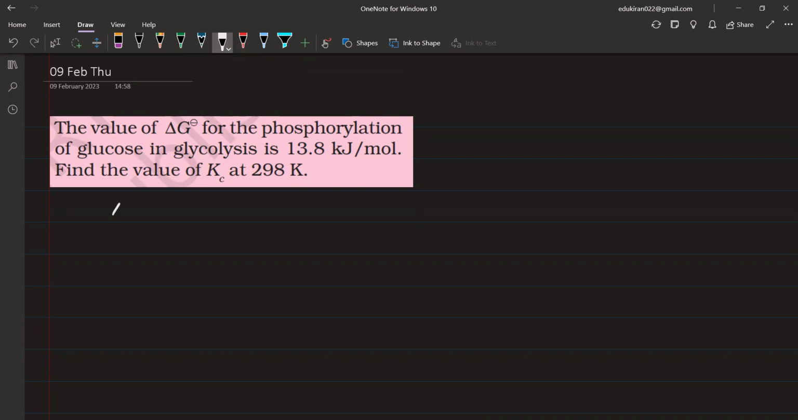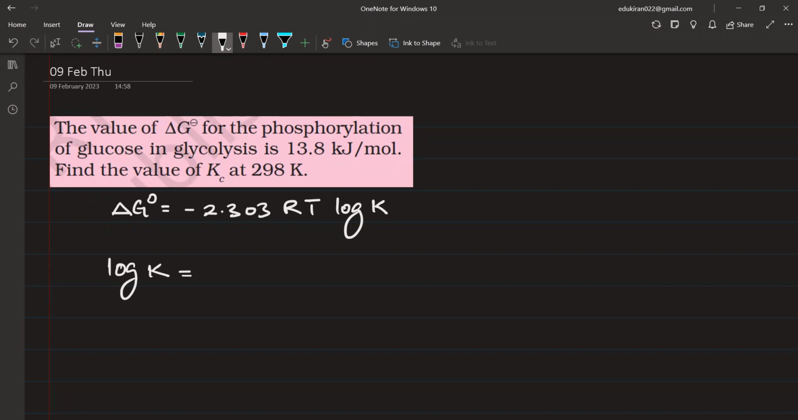So we have the equation as delta G naught is equal to minus 2.303 RT log K, not ln K. RT log K. आप बस Kc नहीं, log K का वैल्यू निकाल दीजिए, that's it. बाकी जब log पढ़ेंगे तो आपको समझ में आ जाएगा.